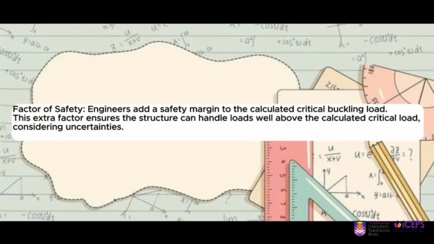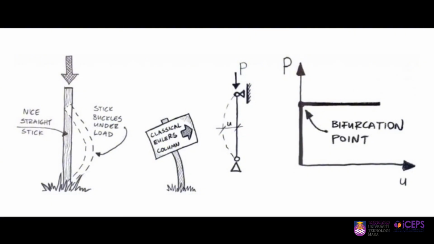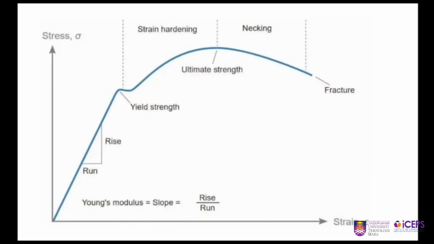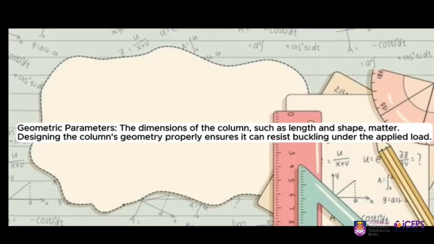Factor of safety. Engineers add a safety margin to the calculated critical buckling load. This extra factor ensures the structure can handle a load well above the calculated critical load. Consider material properties. Choosing a material with the right properties like elasticity and strength is crucial. This ensures the column can handle the expected load without going beyond the safe stress limit.